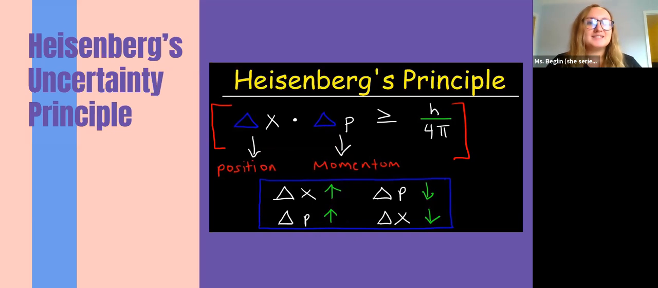And basically what Heisenberg's uncertainty principle states is that the better you know the position, the less you know the momentum. And the more you know the momentum, the less you know the position. So you can either know where something is or where it's going, but you can't know both.